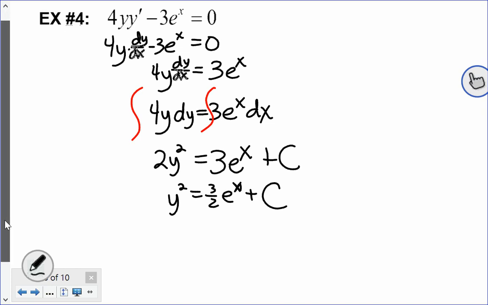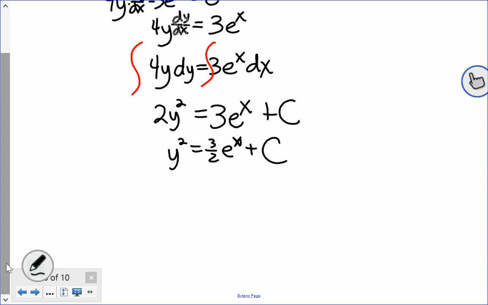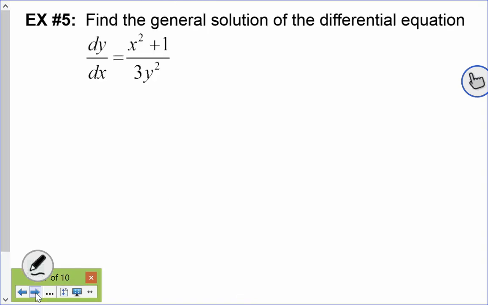And then I'm going to square root, and we're going to remember plus or minus 3/2 e to the x plus c. And so there will be our answer for this problem. So we have two things that y equals, plus or minus. All right, so let's go to number 5. So we want to still find the general solution to this. So again, I'm going to split things. So it's going to be 3y squared dy equals x squared plus 1 dx.